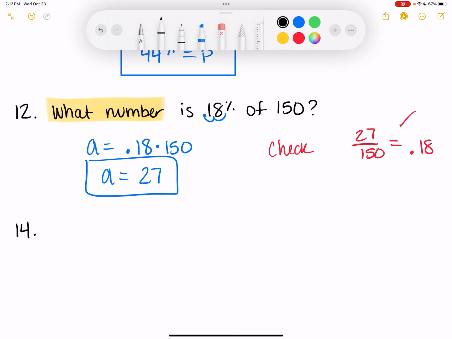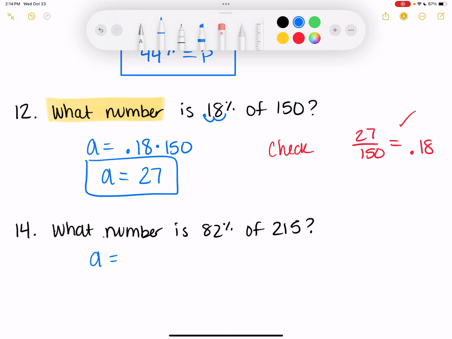14. What number is 82% of 215? How would I set this one up? A equals 0.82 times 215. A equals 0.82 times 215. And what do I get when I do that?